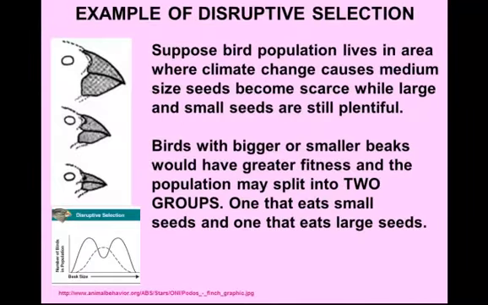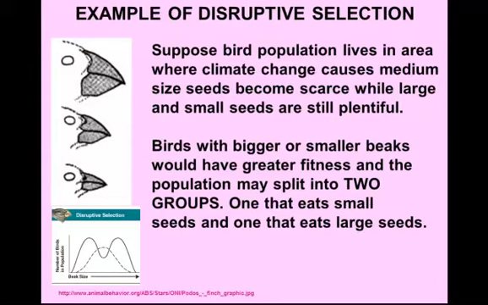For example, suppose in a bird population you're living in an area where climate change or a virus or something happens to cause a change in the seeds, the plants that grow there. And medium-sized seeds become scarce. Well, maybe the large and smaller seeds are more plentiful. Birds with bigger or smaller beaks would have greater fitness, and over time that population may split into two groups, one that eats small seeds, one that eats large seeds.